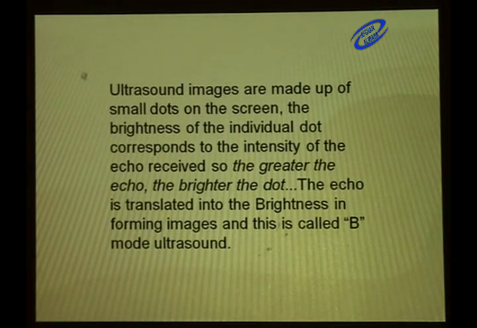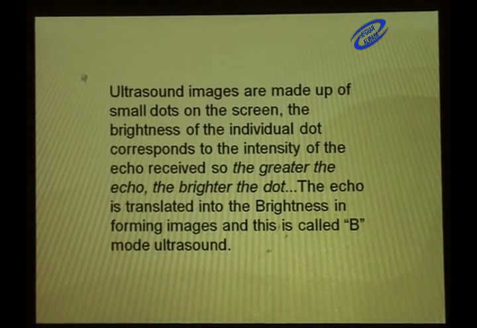Ultrasound images are made up of small dots on the screen. The brightness of the individual dot corresponds to the intensity of the echo received. So the greater the echo, the brighter the dot. The echo is translated into brightness in forming images, and this is called B-mode ultrasound.